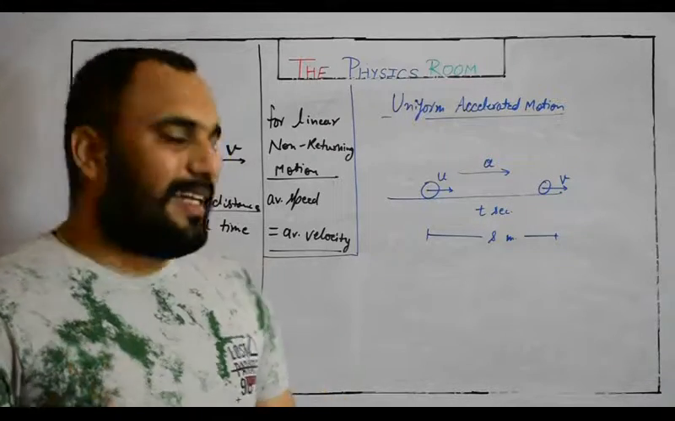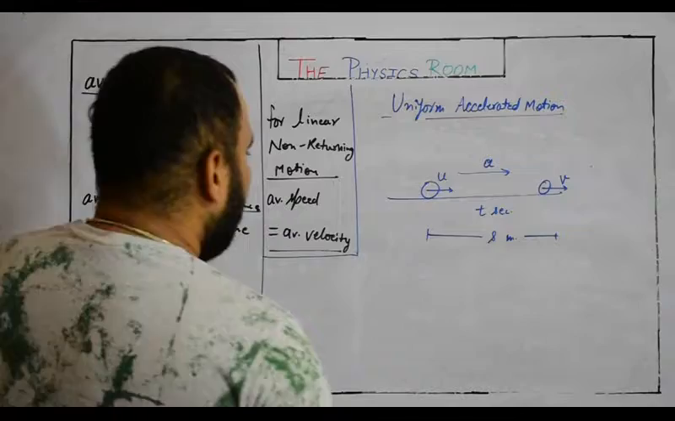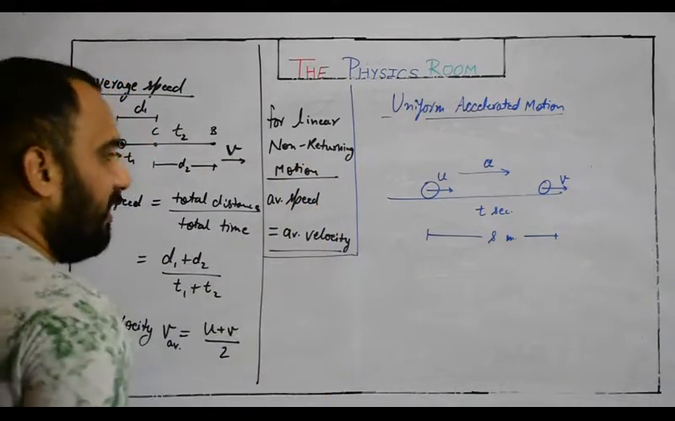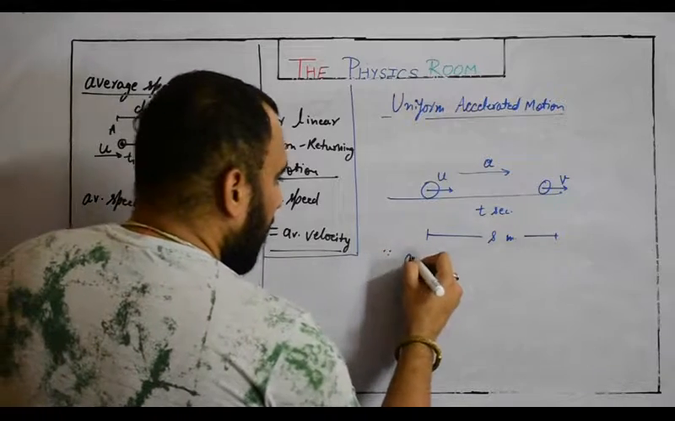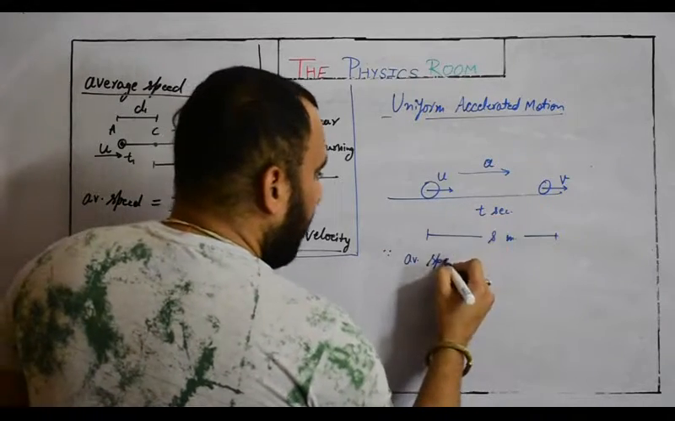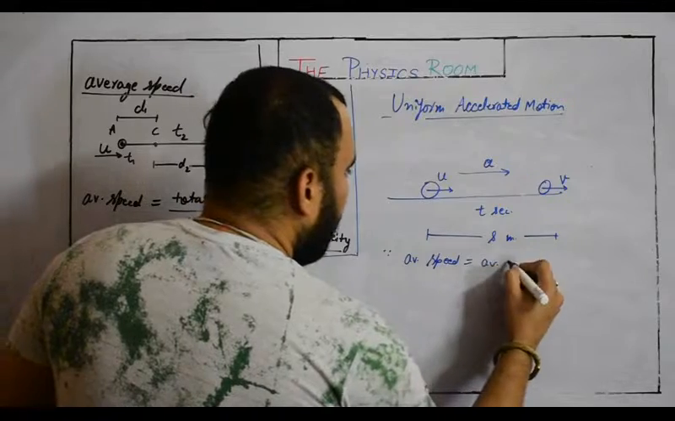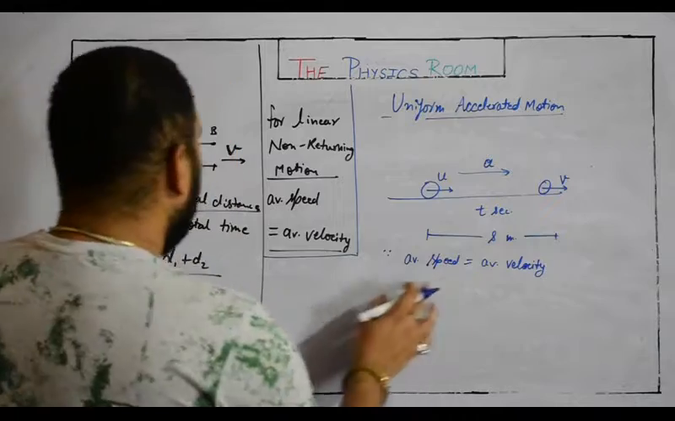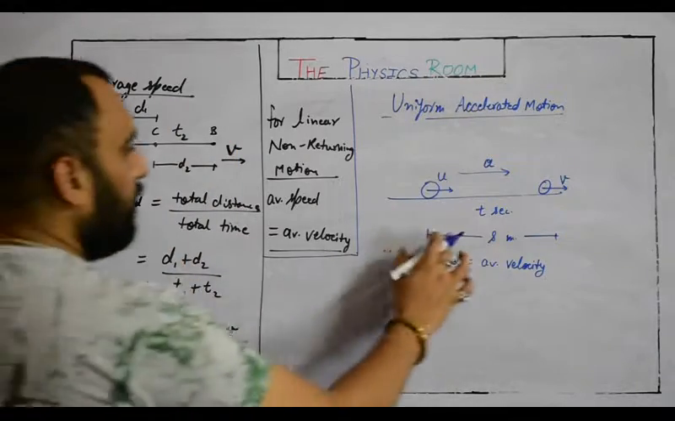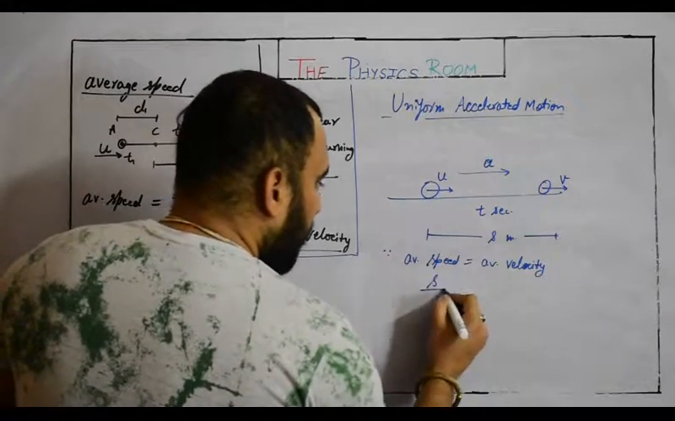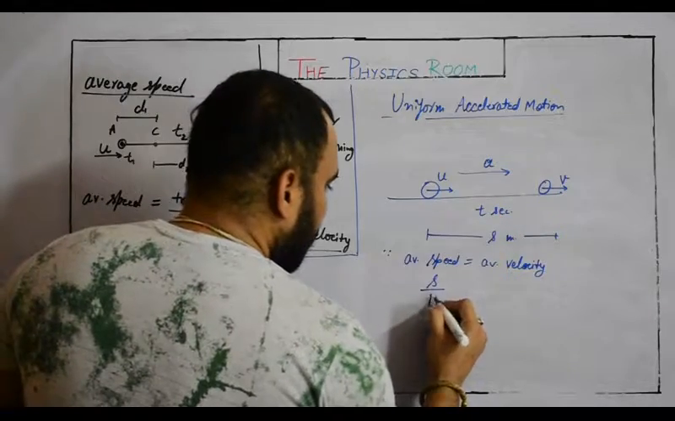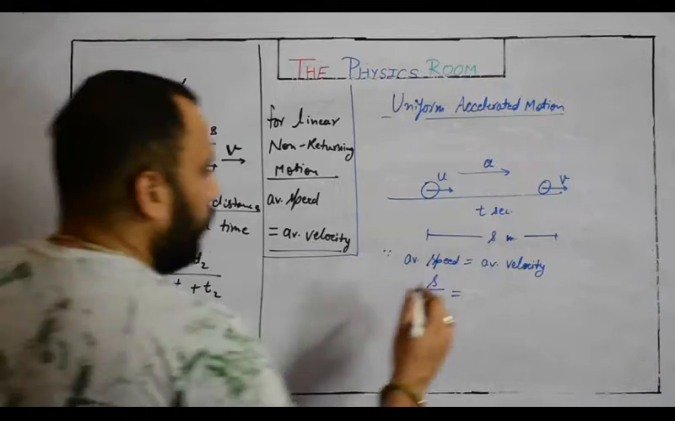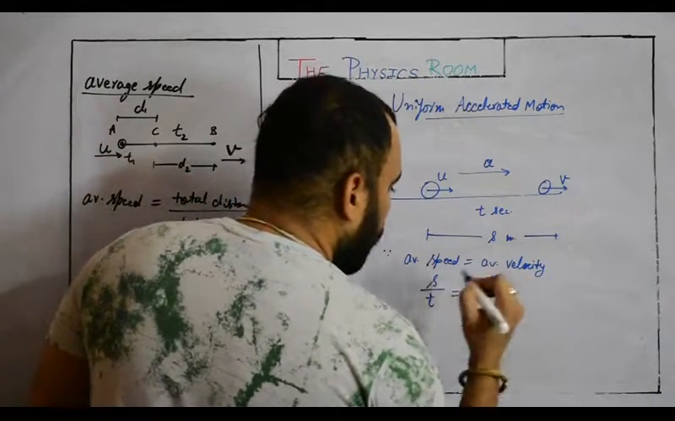Now let's talk about the second equation of motion. For this, we know it very well. For a linear non-returning motion, average speed and average velocity are the same. So we can utilize this relation. Average speed is total distance upon total time. Total distance is s simply, and total time is t. And average velocity is (u plus v) by 2.